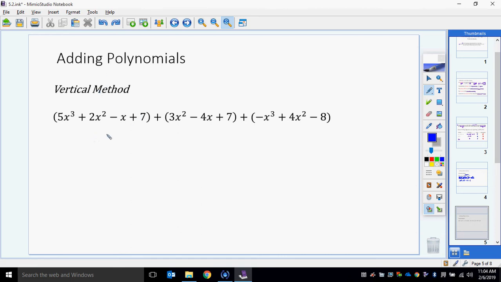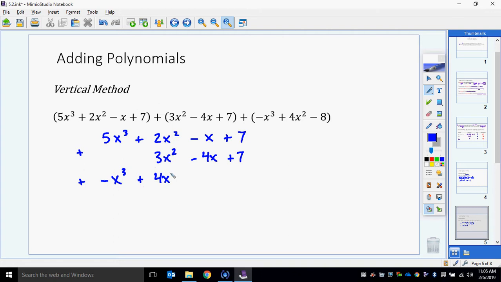All right, so I want to start by, I'm just going to write my first polynomial here. And I'm going to add vertically now. I'm going to write my second polynomial, and I want to make sure I line up my powers. So I need to put my 3x squared in the x squared column, my minus 4x with the other x, and then the plus 7. And then I have one more that I'm adding, a negative 3x cubed, so I'm going to put that in the x cubed. My 4x squared and my minus 8 will go down here.